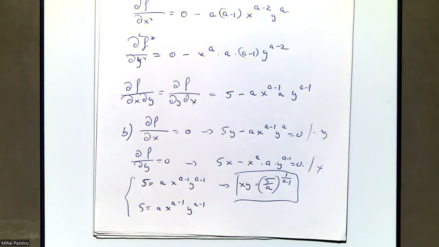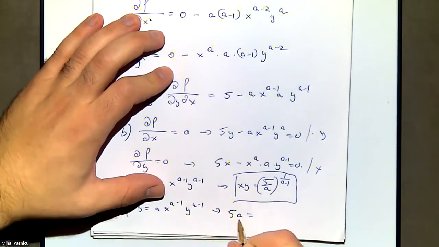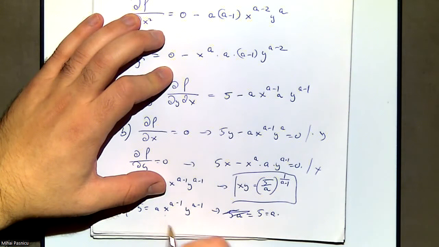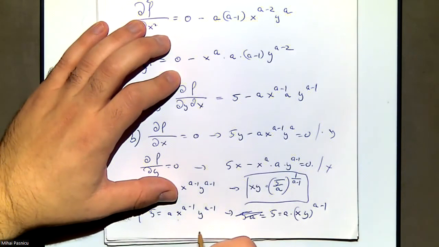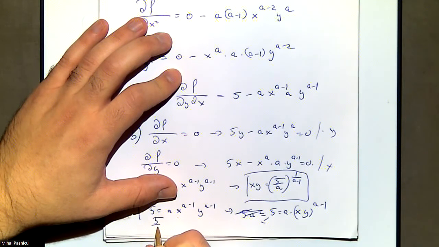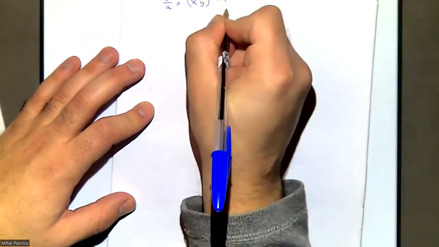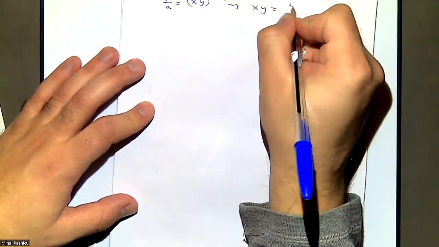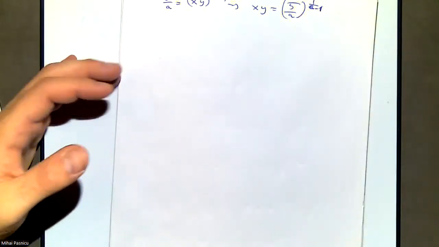I just wanted to ask, are you guys confused with what I got here? I mean, I can write another step, I guess. It's 5a. This is just equal: 5 is equal to a times xy, everything to the a minus 1. So I just move it to the other side and I get 5 over a is equal to xy to the a minus 1. So xy is equal to 5a to the 1 over a minus 1, or the root of order this, I don't know. Okay, so you've got this answer.